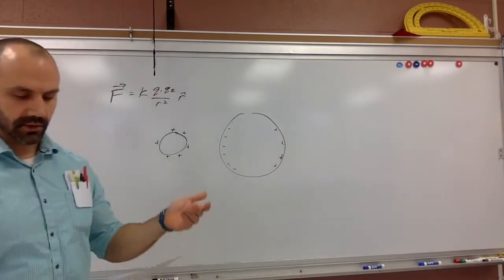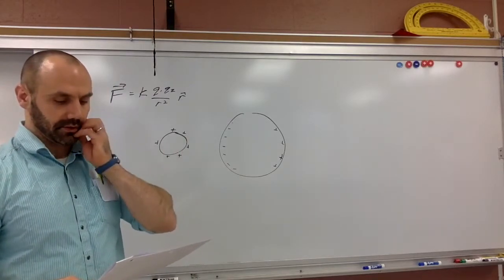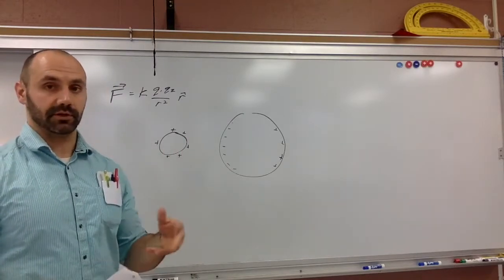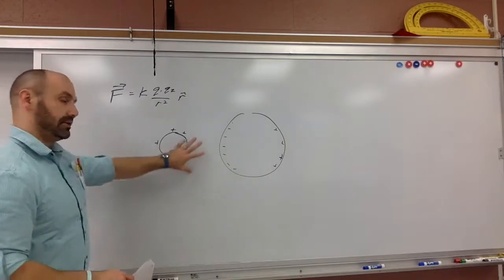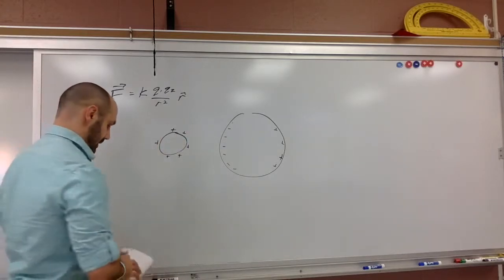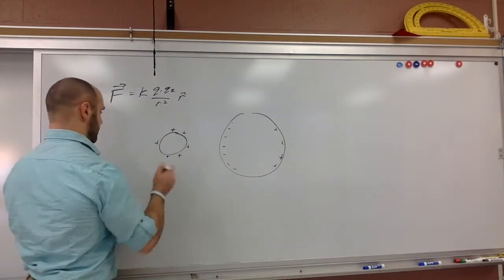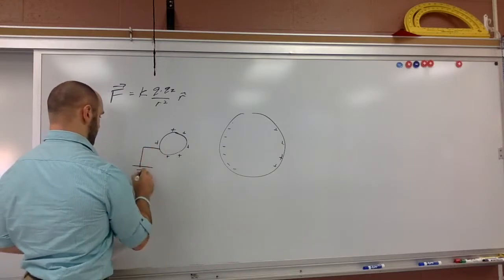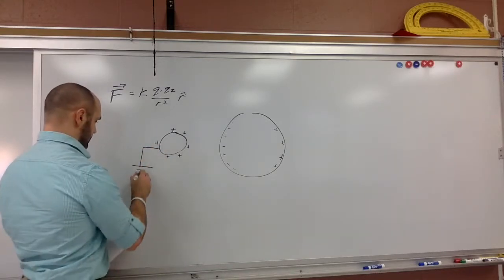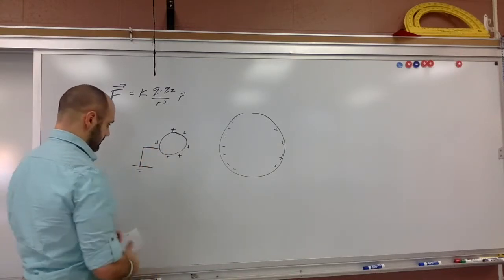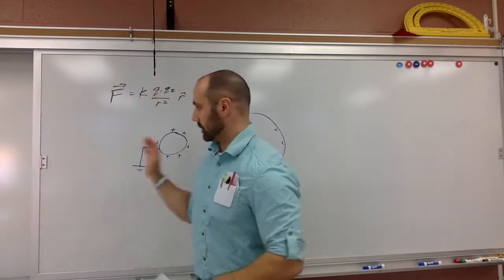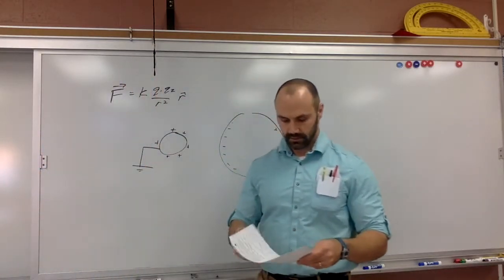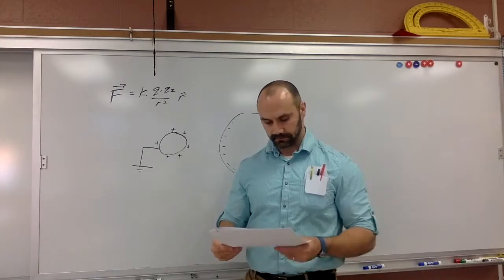Okay, and then grounding is when you connect a conductor to the earth and it acts as an infinite charge sink. In other words, all the extra charge just goes off of it. And the symbol for that, which I'm sure you're familiar with, something like that. So all the charge can go there.